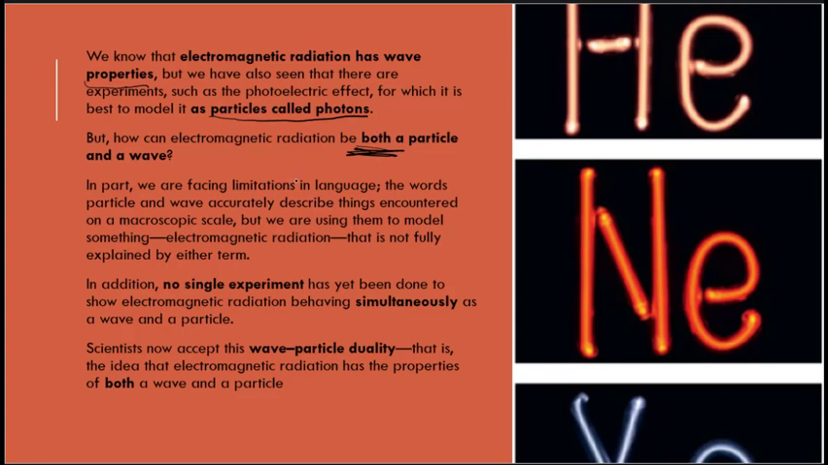Well, in part, we're facing limitations in language. The words particle and wave accurately describe things encountered on a macroscopic scale, but we're trying to use them to model something, specifically electromagnetic radiation, that is not fully explained by either term. So no single experiment has yet been done to show electromagnetic radiation behaving simultaneously as a wave and a particle. Scientists now accept this wave-particle duality, that is, the idea that electromagnetic radiation has the properties of both a wave and a particle.